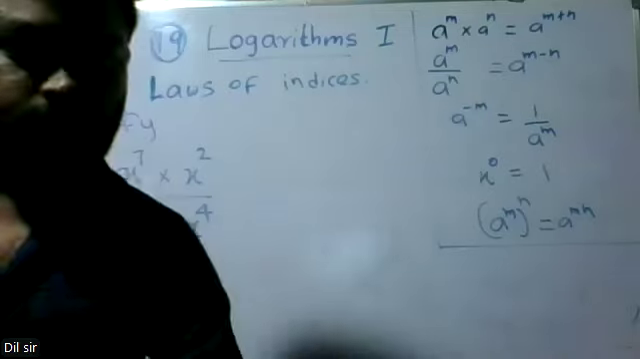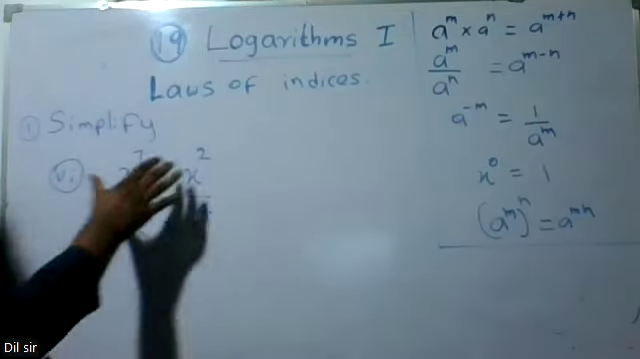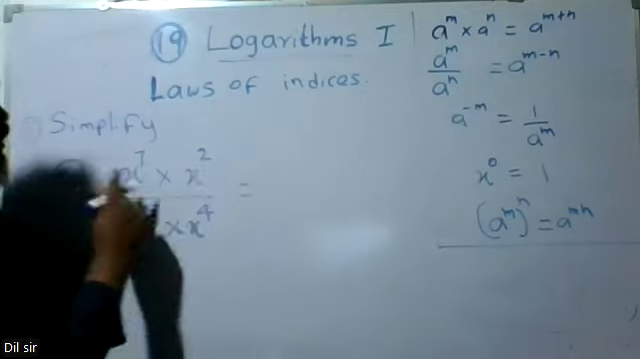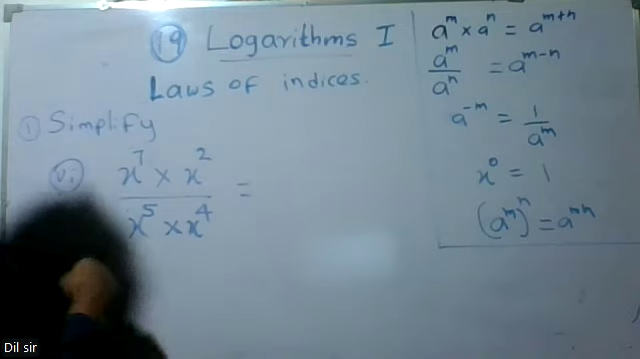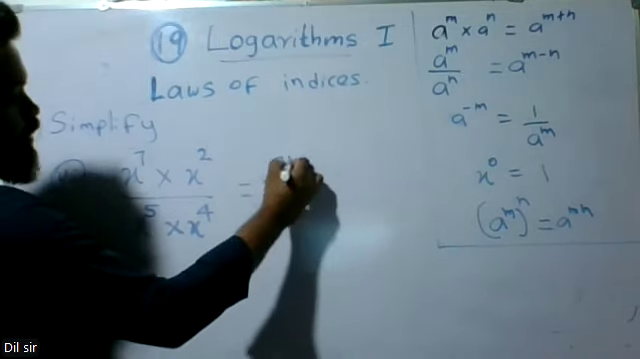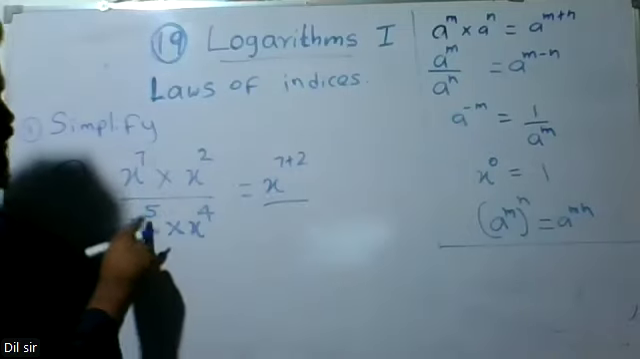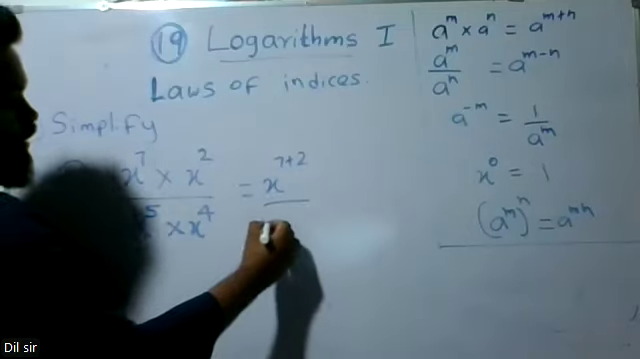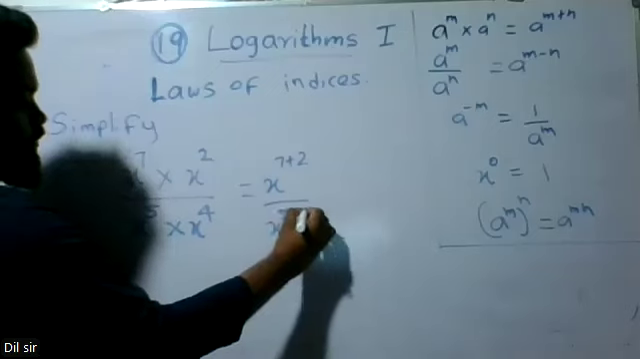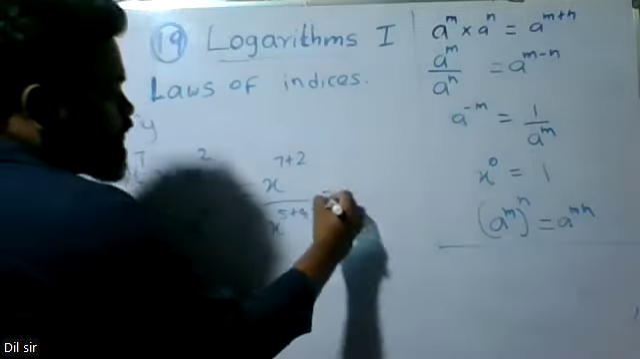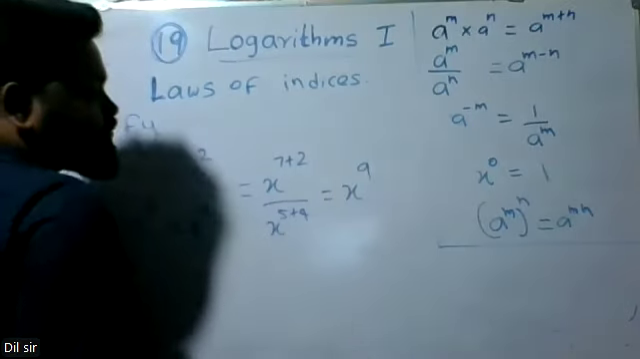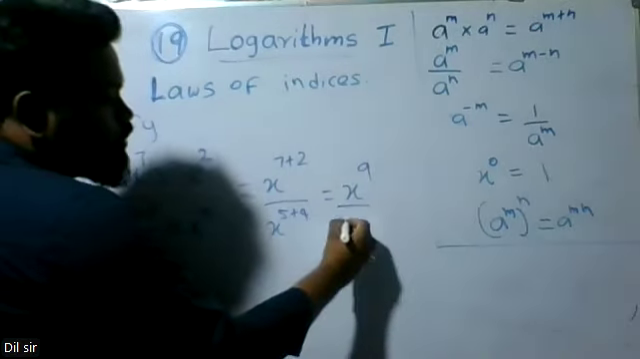Right. Let's go to the calculation. Numerator: x to the power 7 times x to the power 2, x to the power 7 plus 2. Denominator: x to the power 5 times x to the power 4, x to the power 5 plus 4. Yes, definitely we have the right one. x to the power 9 on top, and below 5 plus 4, x to the power 9.